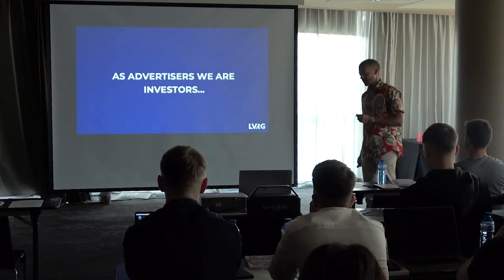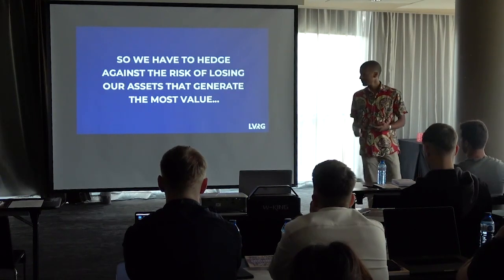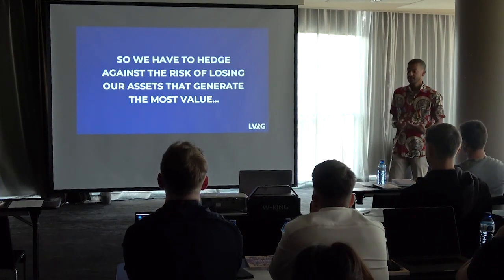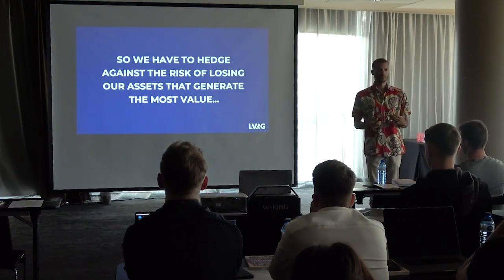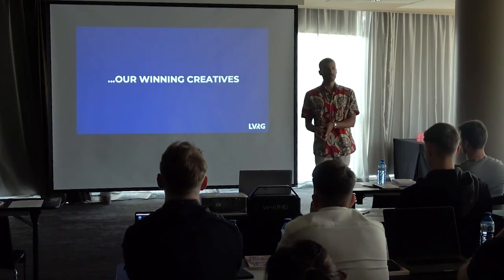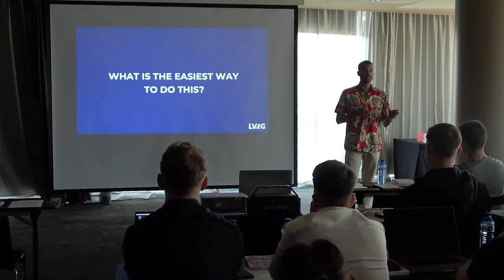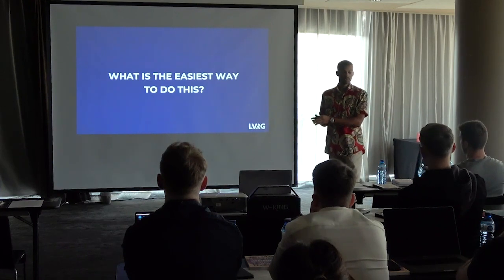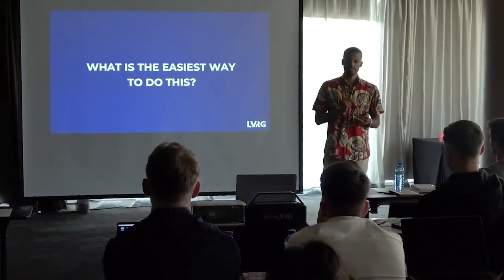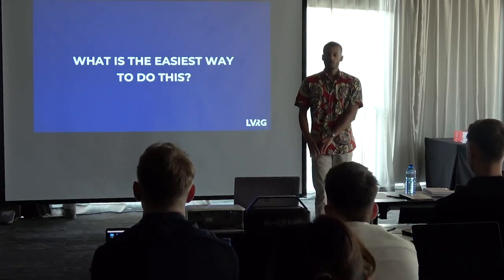As advertisers, and I always come back to this, we are basically investors. So what we have to do is hedge against the risk that our most important assets are going down, and we're losing our most important asset. And our most important asset is our creative, in this case, our winning creative. So what can we do? What is the easiest way to hedge against the risk that we lose our most important asset, which is fatal in a scaling phase when you're pumping budgets and all of a sudden you see, okay, CTR is dropping like crazy, CPAs are skyrocketing, I have to scale down. So what are your ideas? What can we do?